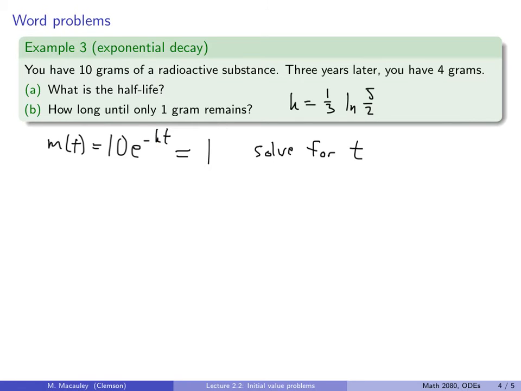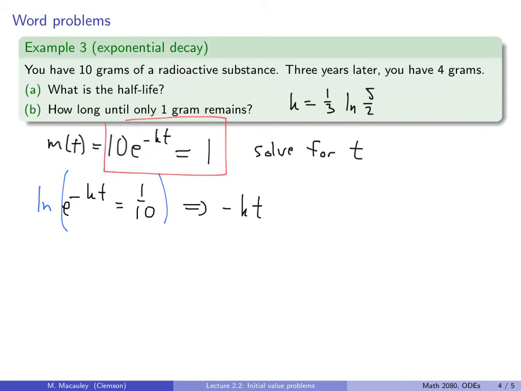So again, we are solving for t in this equation. Before we take the natural log of both sides, we need to make this monic, divide by 10. So we get e to the minus kt equals 1/10. Now we compute the natural log of this equation. And we get that negative kt equals natural log of 1/10, which I like to write as negative natural log of 10. Doesn't that look so much nicer?